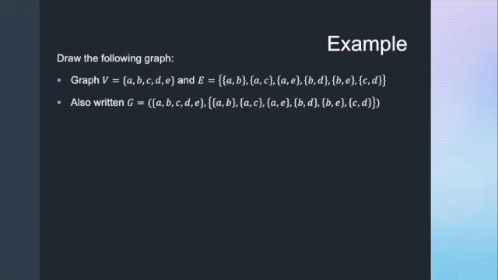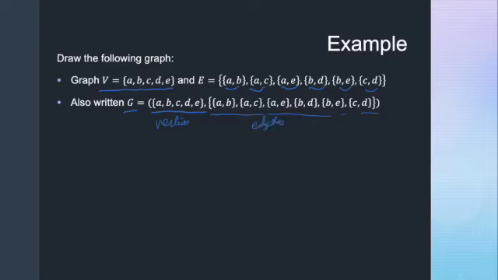Well, what does that mean? Let's go ahead and graph an example. So here I have my graph. Its vertices are A, B, C, D, E. And its edges, as you can see, are pairs of 2 elements of V. We could also define this as G, where my first group is my set of vertices, and then my second set is my set of edges. So here are my vertices, and here are my edges.